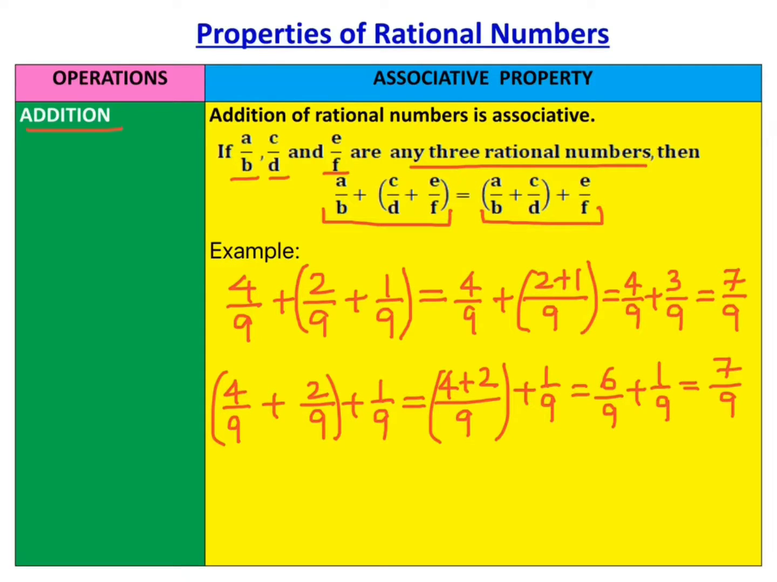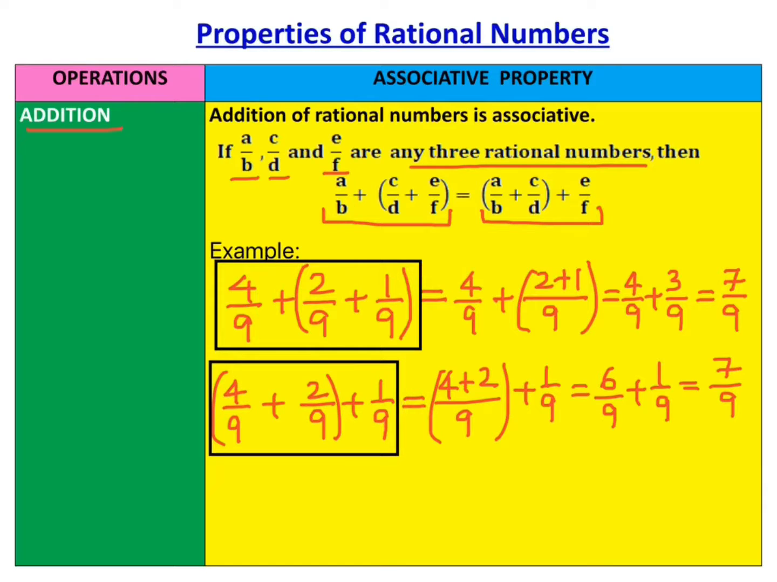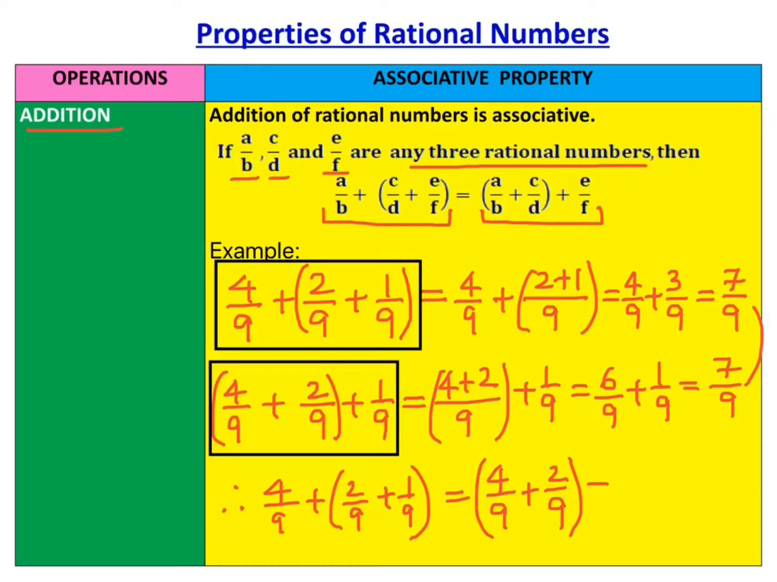Now you can see that whether we group it in this way or in this way, we get the same answer. Therefore, 4 by 9 plus 2 by 9 plus 1 by 9 is equal to 4 by 9 plus 2 by 9 plus 1 by 9. Hence, addition of rational numbers is associative.